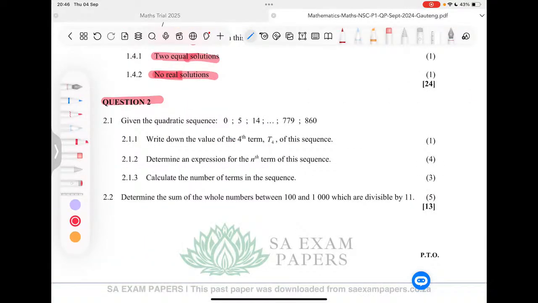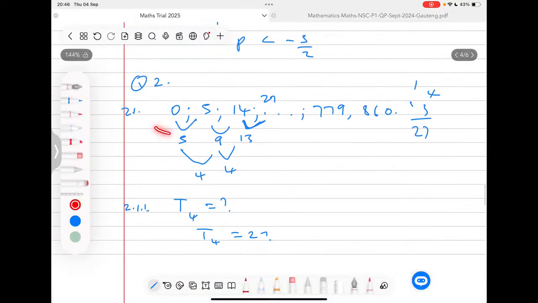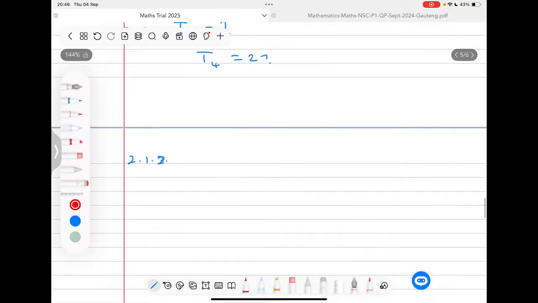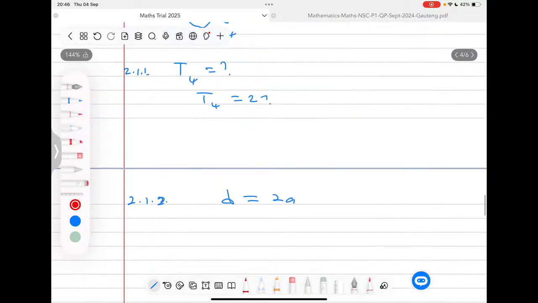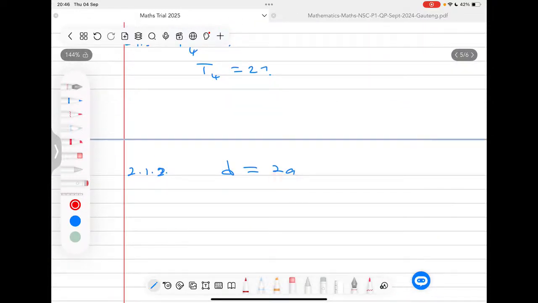they are saying here that determine an expression for the nth term of this sequence. So here we're looking for the general formula. When they say the nth term, we're looking for a formula that can define any term in this sequence. Now, to get that formula, you must remember that we are going to use the fact that the common second difference of any quadratic sequence is defined by 2a, meaning the numbers that are sitting here are always defined by 2a.